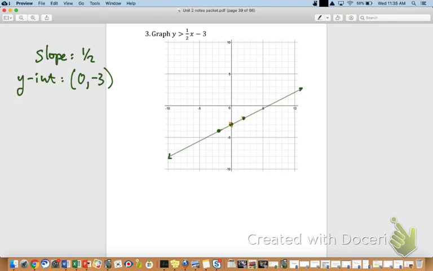The way that you indicate that we don't actually include the line is you make the line a dotted or dashed line. So what I would do is go back in here with my eraser and just erase little chunks out of this line to indicate that it is a dotted line. That means that line is a boundary. It's a stopping or a starting point, but we won't actually include the line. It's sort of like an open circle.